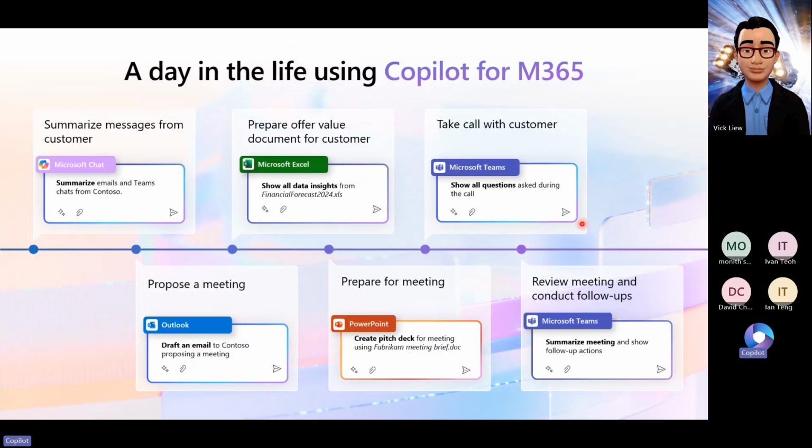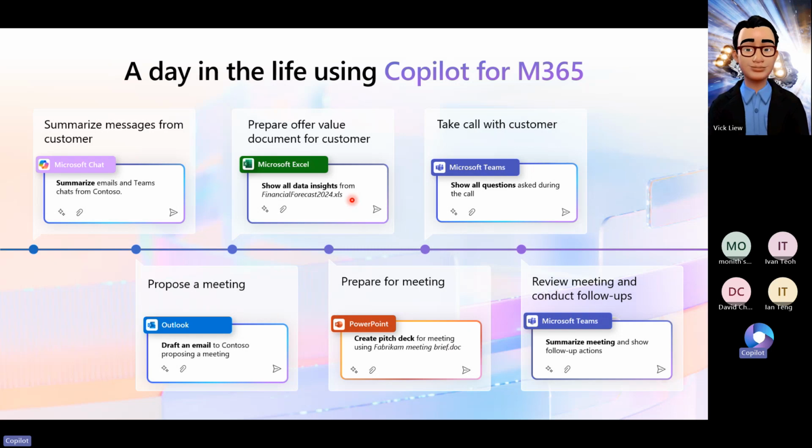In a day in the life of using Copilot, these are examples for you to see. For example, you have Microsoft Chat with Copilot. You can summarize email. You can just ask Copilot to summarize an email from maybe 2-3 days ago, or an email from someone at abcd.com. You can do that. And then next, you can ask Copilot to draft an email and even propose a meeting that everyone in your team is able to attend.